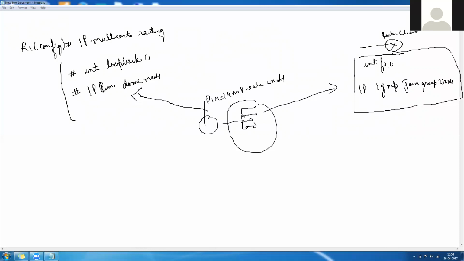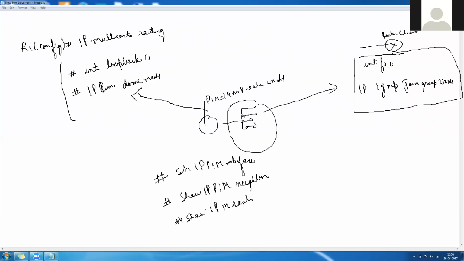Okay, to check the neighborship, show IP PIM interface will tell you which interfaces are PIM interfaces. Show IP PIM neighbor will tell you who the PIM neighbors are. And then show IP mroute will tell you the multicast routing table. Show IP mroute. Okay, so today I'll send you one video for this practical of PIM dense mode. Just go through it. Then we can start PIM sparse mode also. A lot of things are there. Okay, so today I'll definitely send you.